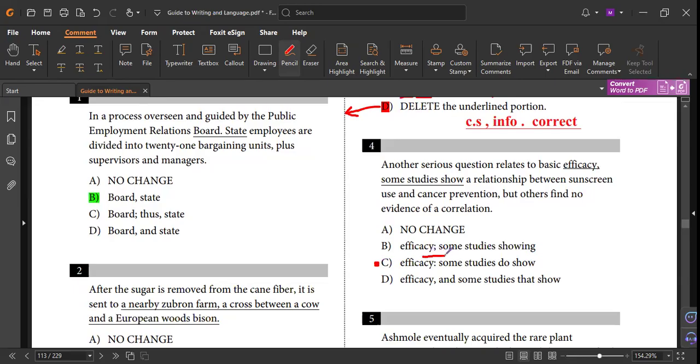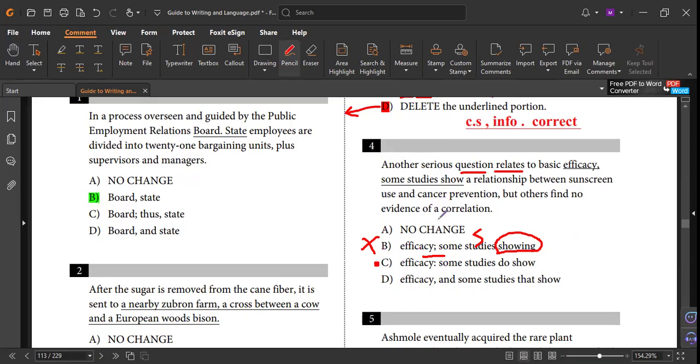Before the semicolon and after it must be complete. So before it is complete already, because we have a subject and then a verb. But after the semicolon, it's not, because we have a problem with the verb phrase. Study is the subject, but showing needs a helping verb. Some studies are showing, were showing, but here we don't have a helping verb. So B is wrong, because the second part after the semicolon is not a complete sentence.